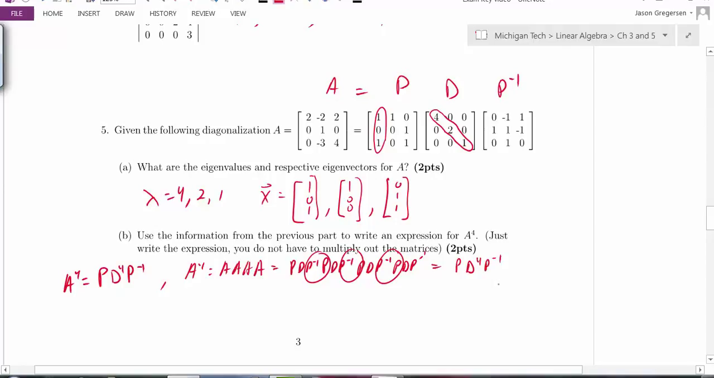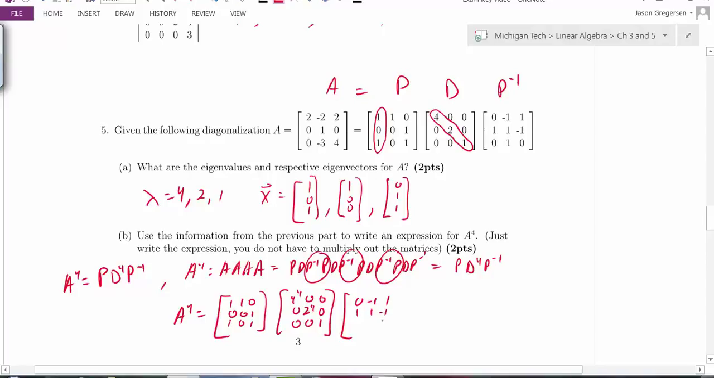However, the reason this expression is valuable to us is because if D is a diagonal matrix, then raising a diagonal matrix to a power really is like raising the diagonal entries to the power. That's not true for some matrix A, but it is true for a diagonal matrix D. So A to the 4th would really be just our regular matrix P times 4 to the 4th, 0, 0, 0, 2 to the 4th, 0, 0, 0, 1 to the 4th, which is 1. Times my matrix P inverse. And this is the representation.